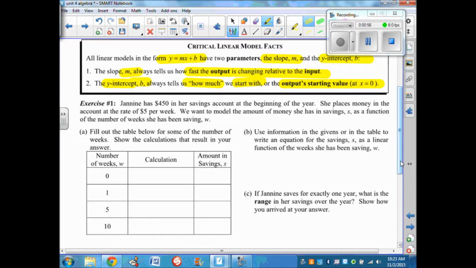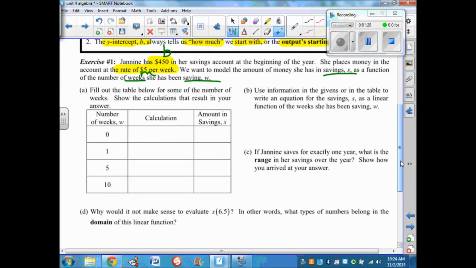Our first exercise says Janine has $450 in her savings account in the beginning. She places money in the account at a rate of $5 per week. So right there we have our two parameters. We have our b, and this right here represents our slope, or our average rate of change. We want to model the amount of money she has in her savings, S, as a function of the number of weeks she has been saving, W. So S for savings, W for weeks. Fill out this table and show your calculations to get to your answer.